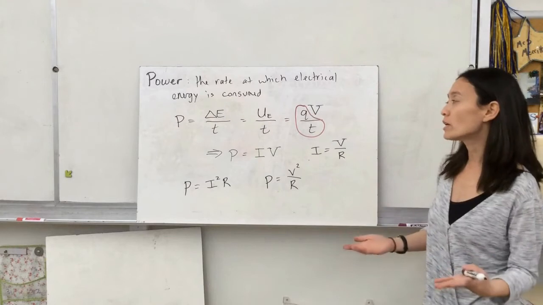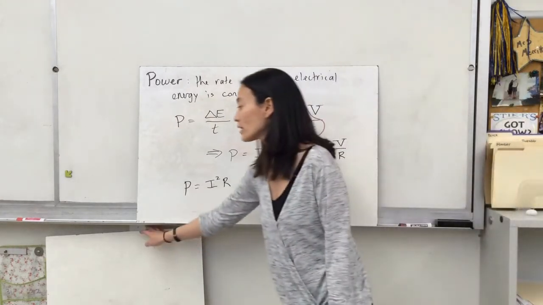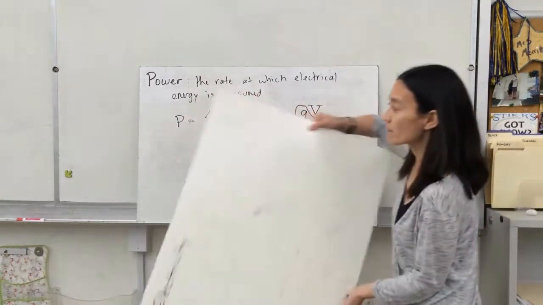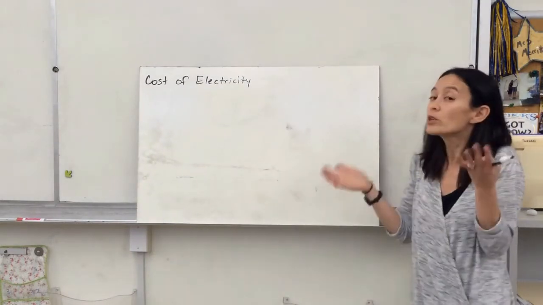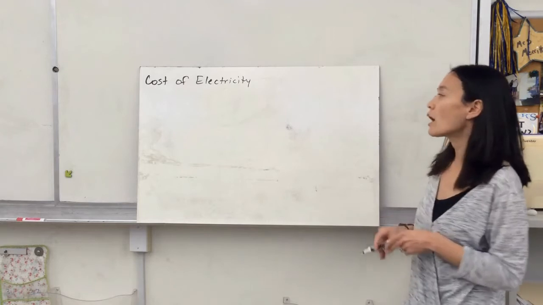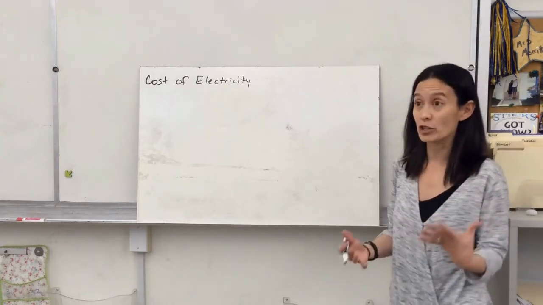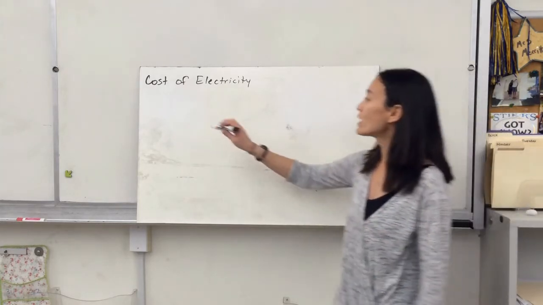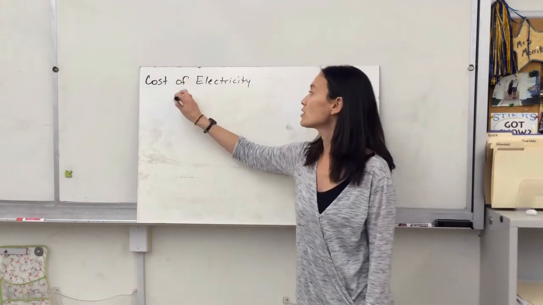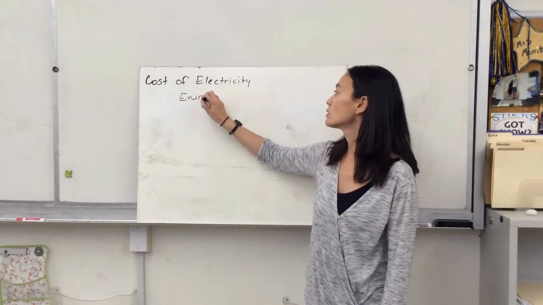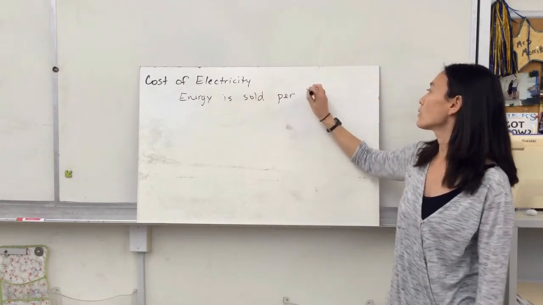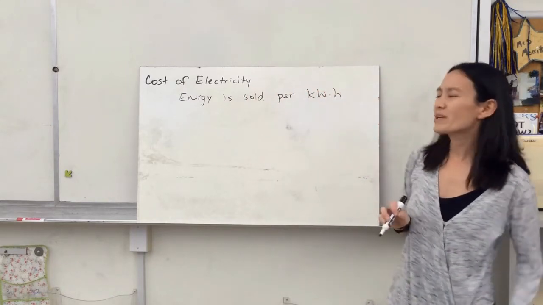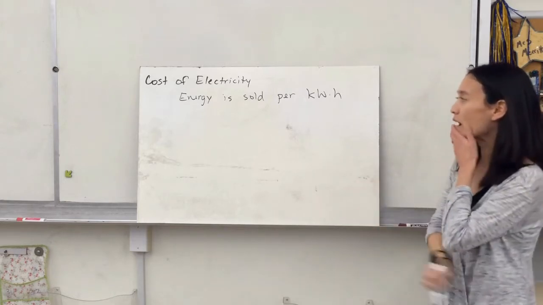Now, one thing that we do with power is that we look at the practical implications of the cost of electricity. So your power bill, someday when you're an adult and you have to pay for electricity, you're actually not paying for electricity, you're paying for energy. And the way they sell energy is per kilowatt hour. And so you're thinking, well, what is that unit? A kilowatt hour, how is that energy?